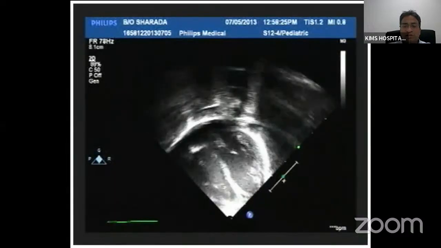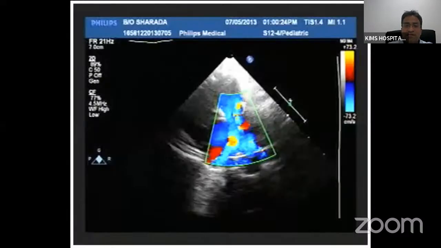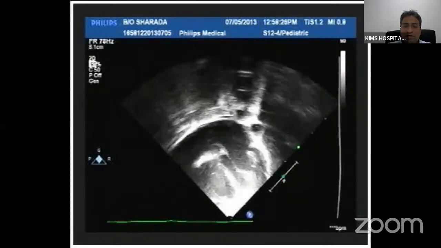So you can see this. See, this is the PA. You can see it's getting right and left early branching. Okay.